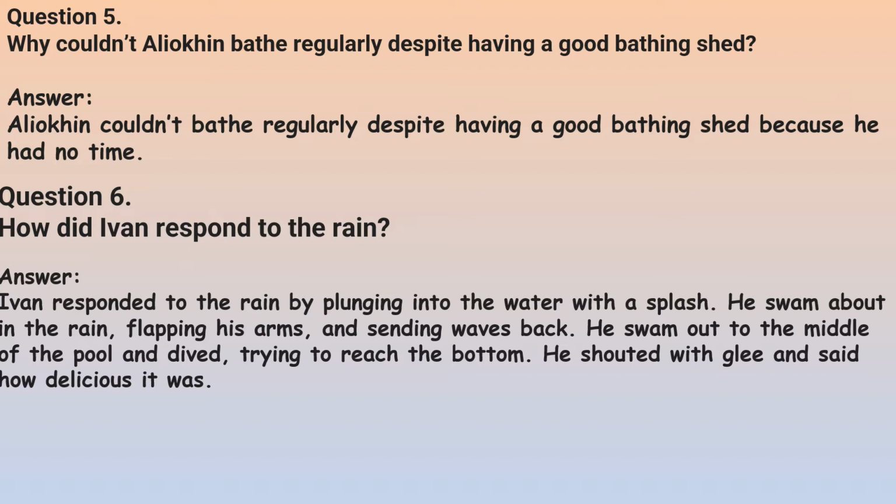Question number 6. How did Ivan respond to the rain? Ivan responded to the rain by plunging, jumping into the water with a splash. He swam about in the rain, flapping his arms and sending waves back. He swam out to the middle of the pool and dived, trying to reach the bottom. He shouted with glee and said how delicious it was. So this was the activity of Ivan Ivanych when he took a bath.